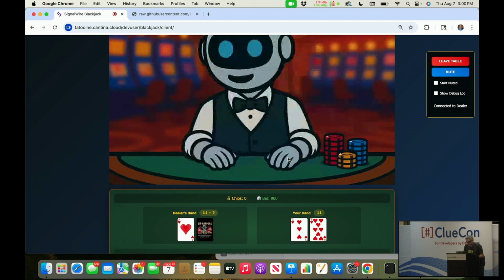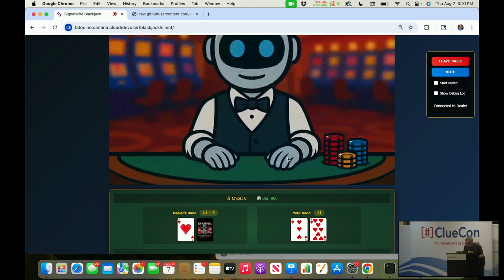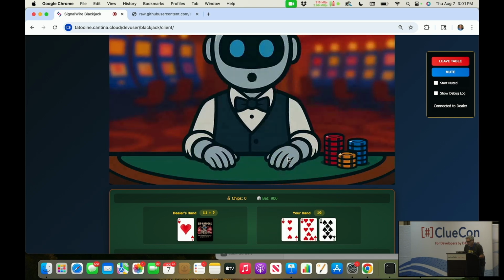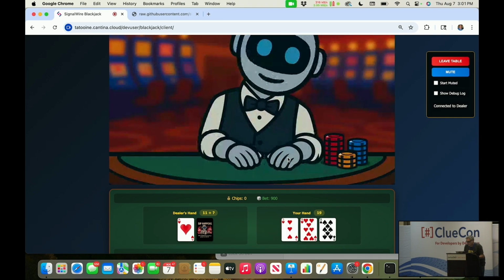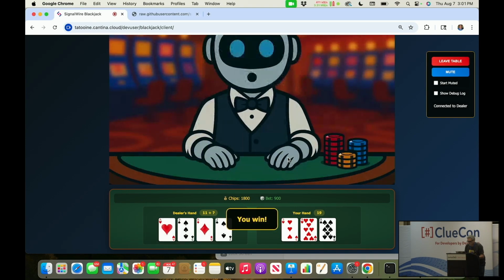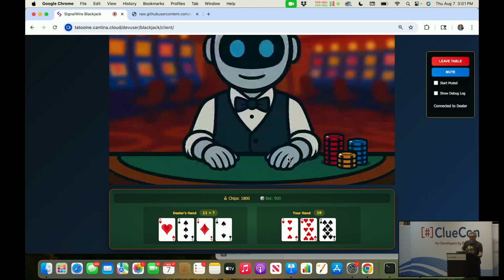You've placed a bet of 900 chips and have a total of 11 points. What would you like to do? You can hit, stand, or double down. I'd like to hit. You've hit and received an 8 of spades, bringing your total to 19 points. What would you like to do now? You can hit, stand, or double down. You stood with 19 points, and the dealer had a total of 17 points after drawing.